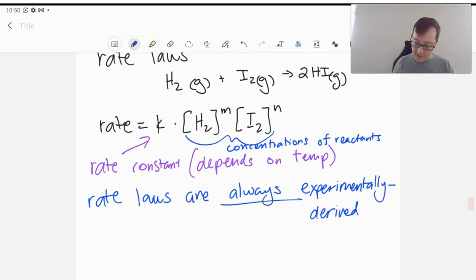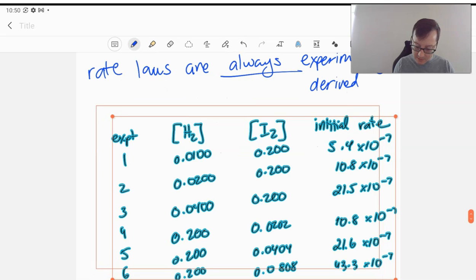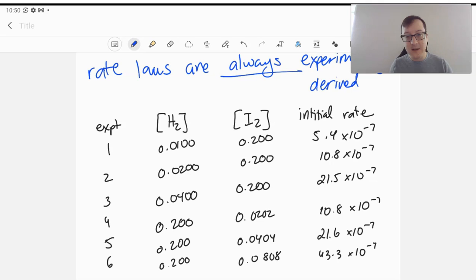So, just like before, I have a magic amount of data for us. You may want to pause the video to copy down these numbers. So we have 6 experiments that were conducted. We have concentrations of hydrogen and iodine at the start of the reaction, and we have some initial rates that were measured.